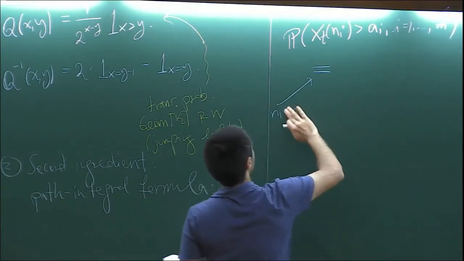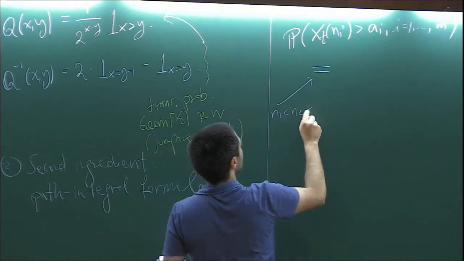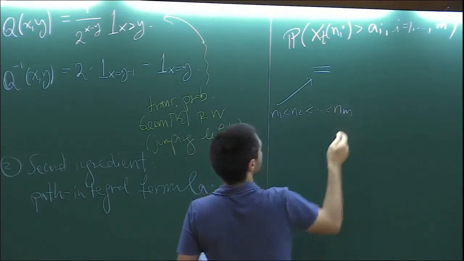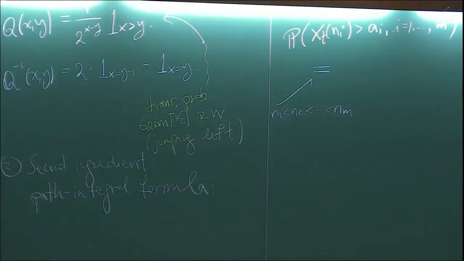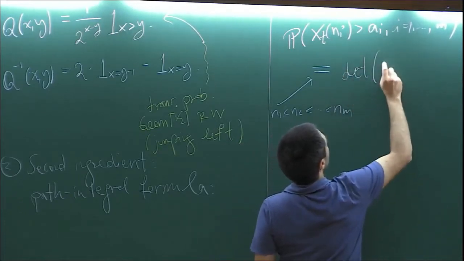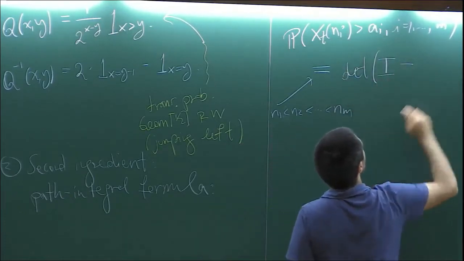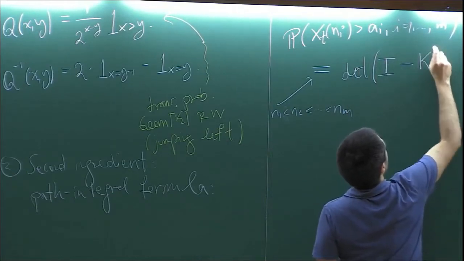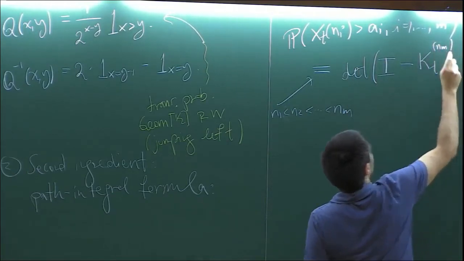Yeah, so n1 less than n2 less than nm. This is, of course, as general as you want because you just relabel the indices. And the formula, again, is not going to look very pretty. Again, it's a Fredholm determinant. So the Fredholm determinant starts like that.